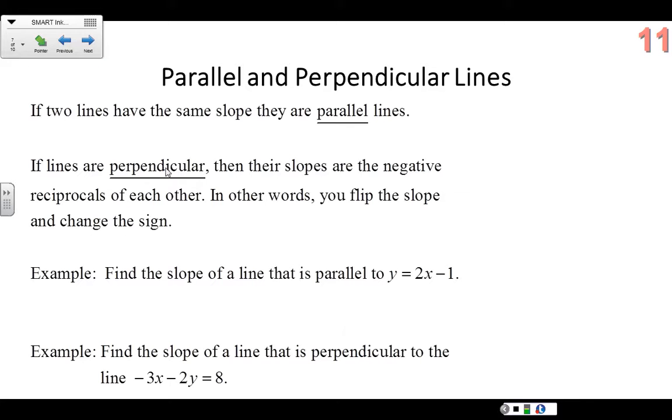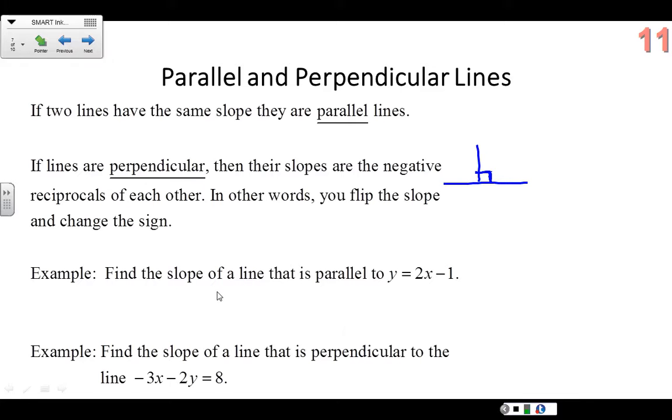Now, perpendicular lines are like a T or a perfect L shape where you have actually a 90-degree angle that's formed. So that's the example of perpendicular lines. The slopes are negative reciprocals, which means you're going to change the sign and flip the slope of your line to find the perpendicular slope.